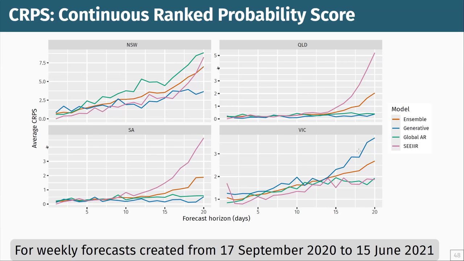So you can see that the SCIR model actually did quite poorly here and here in Queensland and South Australia for this period. The global AR model was the worst for New South Wales, but it did pretty well everywhere else. The generative model did quite well, except in Victoria, where it didn't do so well. And so that's why we always like to use an ensemble, because it balances out. It's somewhere in the middle. It gives you a good range of coverage of what's going on.